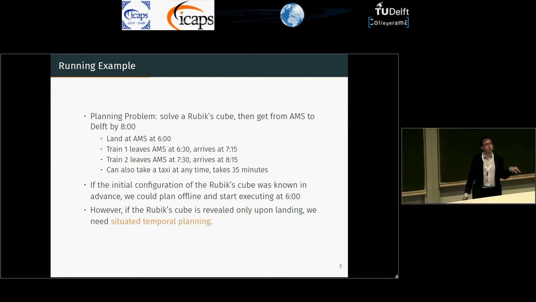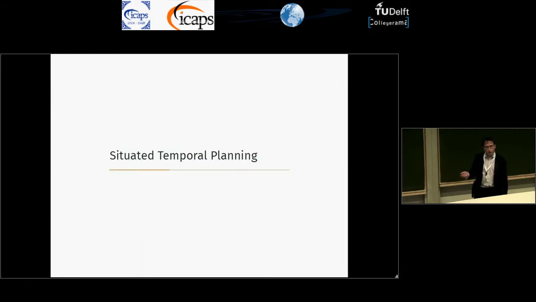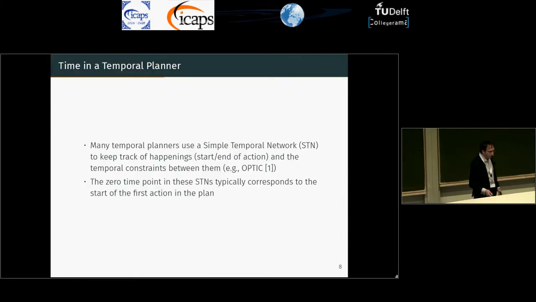If we knew what the Rubik's Cube was going to look like, we could solve it on the plane, land at 6 a.m., start executing our solution to that Rubik's Cube puzzle, quickly get through border security and get to Delft on time. However, if the Rubik's Cube is only revealed to us when we land, then we can't plan ahead. We can only plan when we've observed the situation, and then the planning time matters. So I'm going to be talking about situated temporal planning, which is this sort of paradigm.